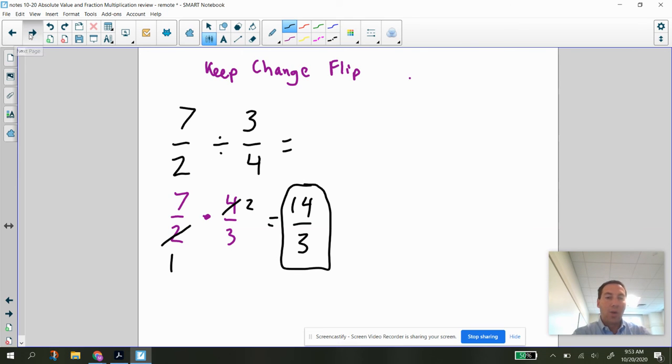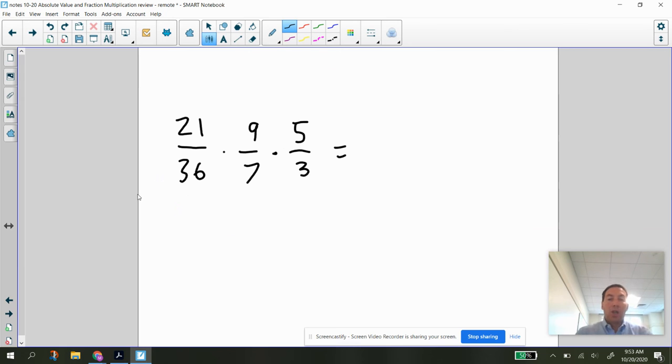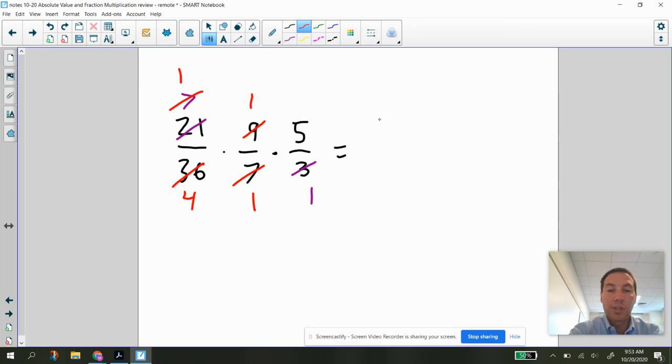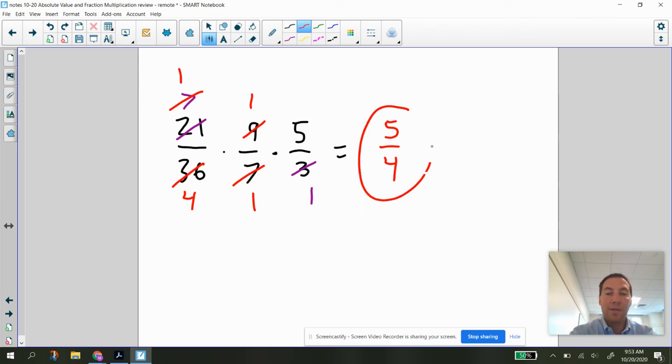All right, one more. What if you've got a long multiplication problem? Well, here you definitely want to do some reducing before you get going. Any top with any bottom. So just to show you, I'm going to reduce the 3 and the 21 here. 3 goes into 3 once. 3 goes into 21 7 times. Ooh, look, I got the 7s here. 7 goes into 7 once. 7 goes into 7 once. How about the 9? 9 can become a 1. 36 can become a 4. Multiply across. And look how easy that is. Nice small numbers. Your answer is 5/4.